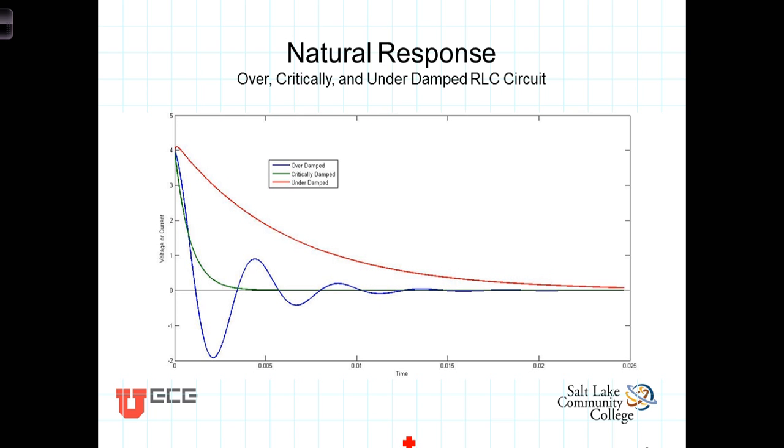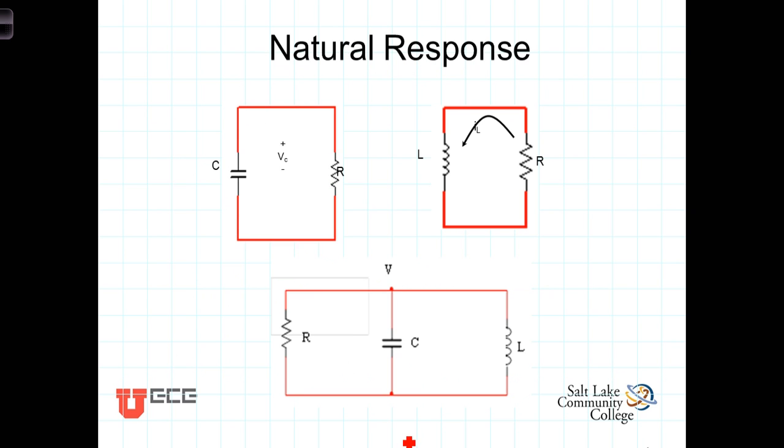These circuits led to a first-order differential equation that we then solved, and the natural response was of the form x of t, where x was either a voltage or current in the circuit, equal to some initial quantity times e to the minus t over tau, where for circuits involving resistors and capacitors, tau equaled R times C, and for circuits involving resistors and inductors, tau equaled L over R.